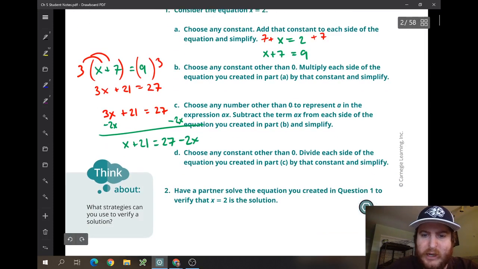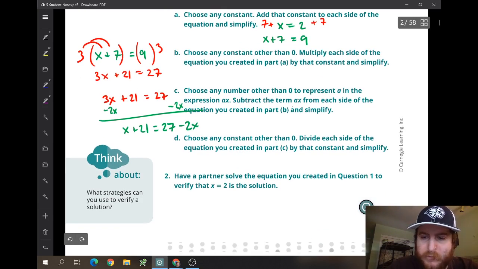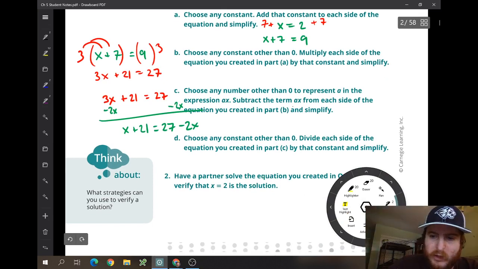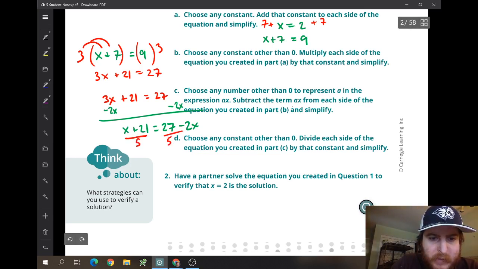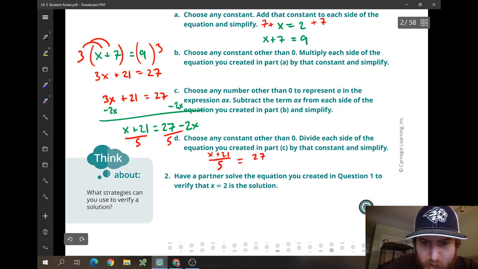And now it says choose any constant other than 0 and divide each side of the equation by the constant and then simplify that. So I'm going to divide everything by 3. Actually, let's not do 3 because we multiplied by 3. Let's do something else. Let's do 5. So divide by 5 and divide by 5. So we would get x plus 21 over 5 equals 27 minus 2x over 5.